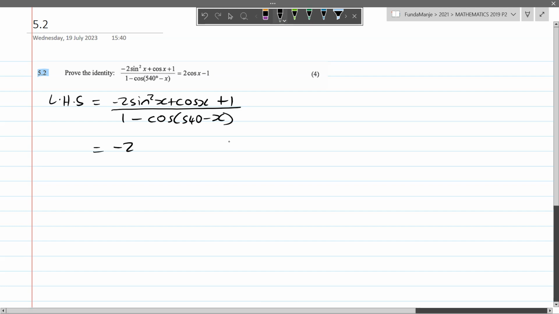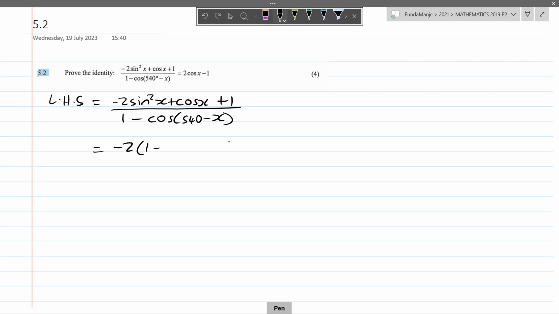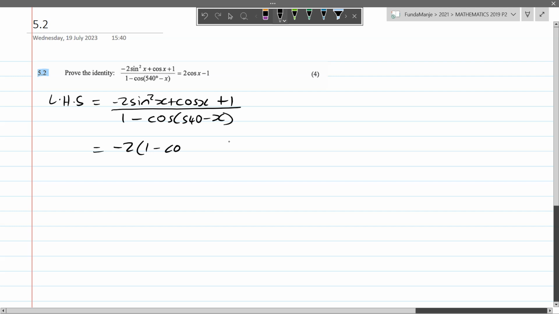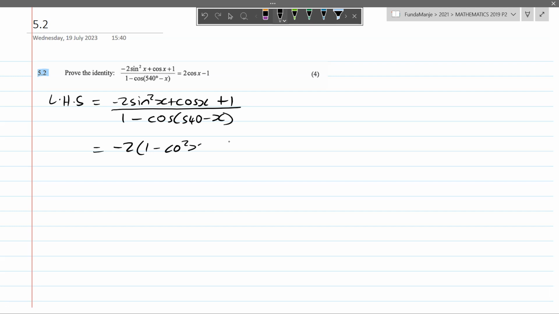Usually these identity problems are a problem of trial and error. You try one identity, it doesn't work, you erase it, you look for another one. So here I'm putting 1 minus cos square x, which is the standard identity for sine squared. I will show you just now.